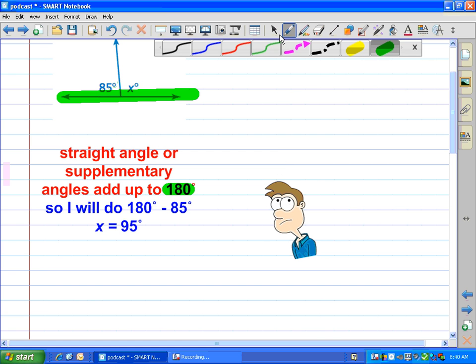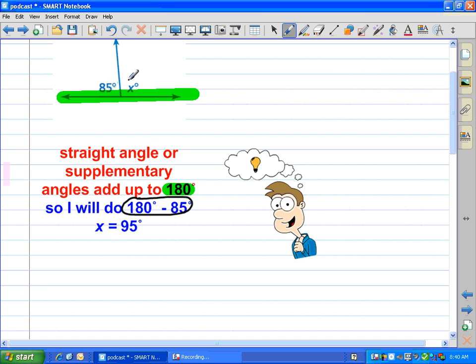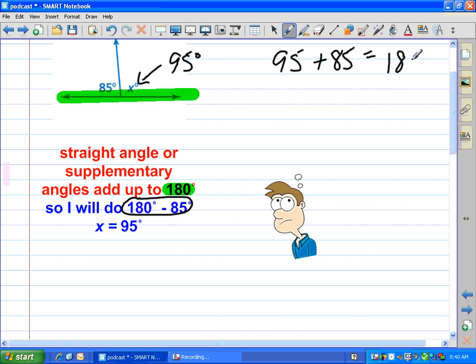Easiest way to work the problem, say 180 minus 85 degrees. X would be 95 degrees. Plus 10 if you told me, Mr. Phillips, to check your work, add them together. So I'm going to add 95 and 85. If that gives me 180, bada bing, bada boom, I know I'm right.